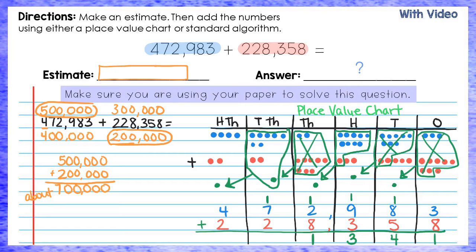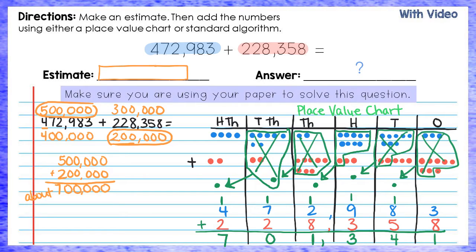10,000, 20,000, 30,000, 40,000, 50,000, 60,000, 70,000, 80,000, 90,000, 100,000. That's how I got this one over here. So now there are 0 left in the 10,000s and 1 more 100,000. Now we have 1, 2, 3, 4, 5, 6, 7. 1 plus 4 plus 2 is 7.